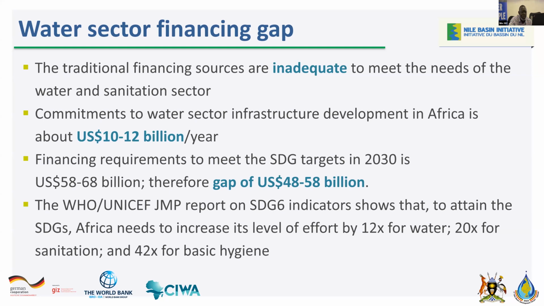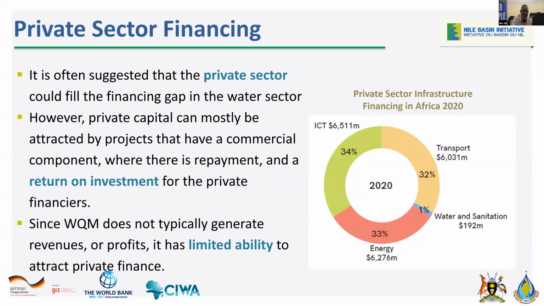And you must all be aware of the JMP report on SDG 6, which shows that Africa needs to increase its level of effort by many times to be able to reach the SDG targets in 2030. So we've looked at the traditional sources, and the message is that they're inadequate.